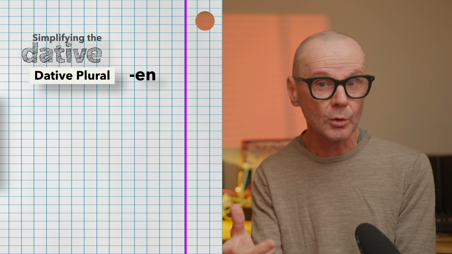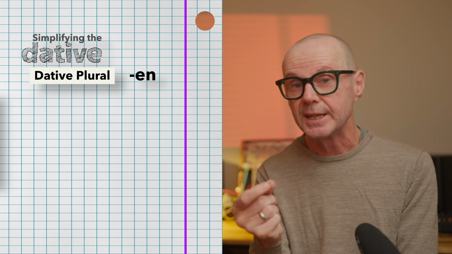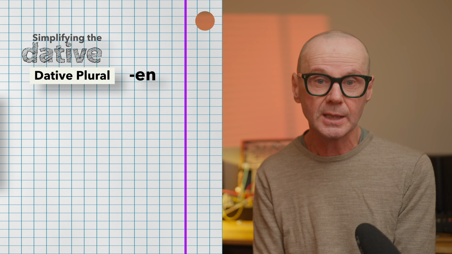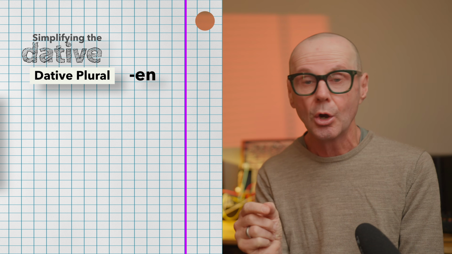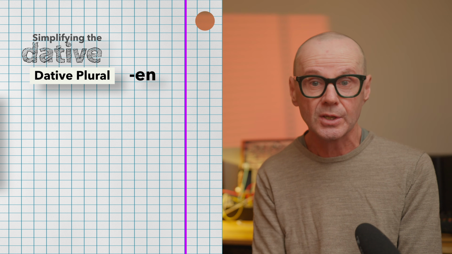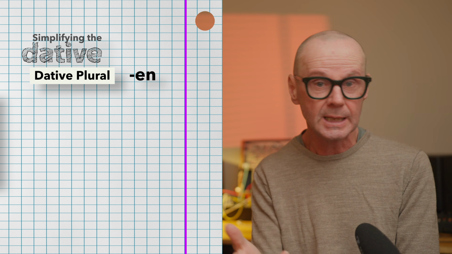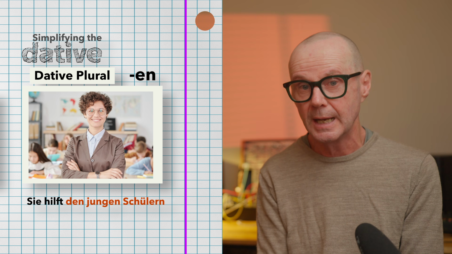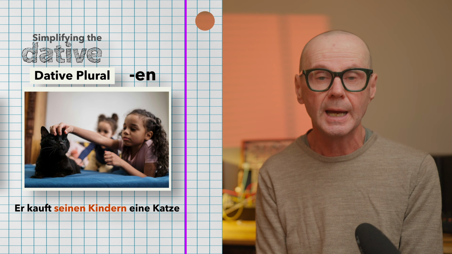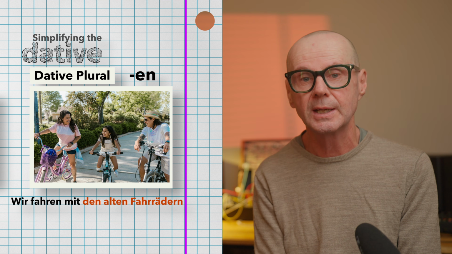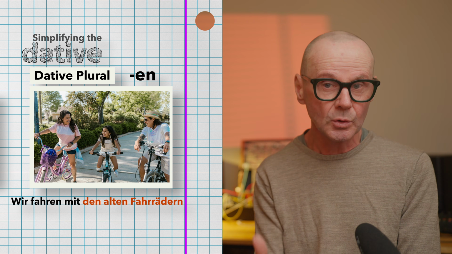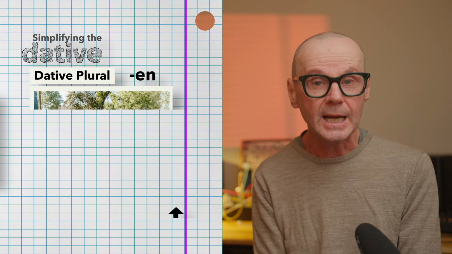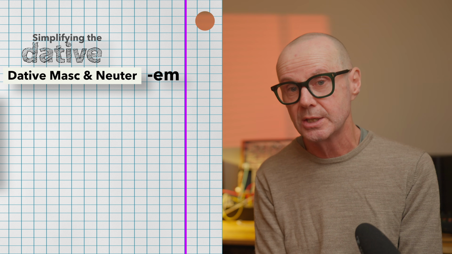And then we've got plural nouns which are signalled by the articles with an en ending. And as you'll see in these examples, they're also pretty easy to recognize because there's always an n on the end of the plural noun, even if there's not one in the normal plural. Here's a couple of examples. Sie hilft den jungen Schülern. Kauft seinen Kindern eine Katze. Wir fahren mit den alten Fahrrädern. If you look carefully, you'll see that there's an n on the end of the article, the adjective, and the noun. And so that makes them pretty easy to recognize.